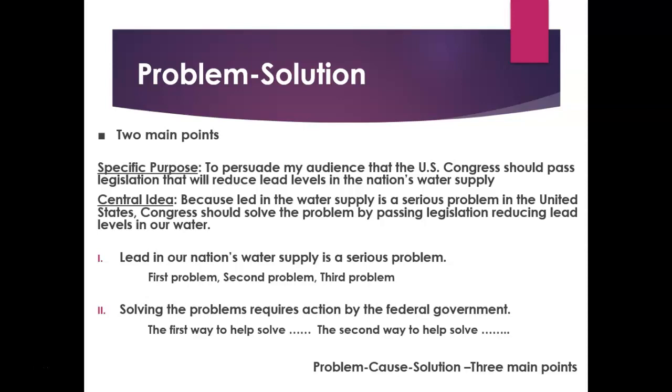First main point here. Again, two main points. The first main point is going to be all the problems. Lead in our nation's water supply is a serious problem. We talk about those different problems. First problem, using those language devices that we discussed. Second problem. Third problem. Transition: now that we've discussed the problem, let's move on to the solutions. So main point number 2 there is solving the problems requires action by the federal government. The first way to help solve, the second way to help solve. Maybe you have a third way.